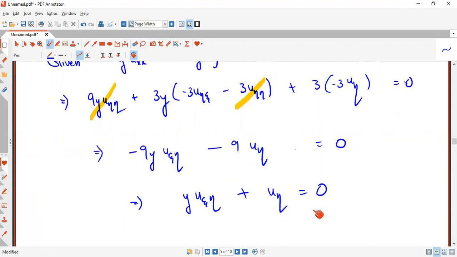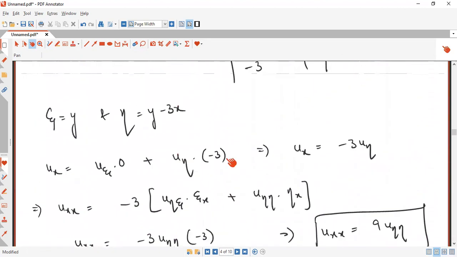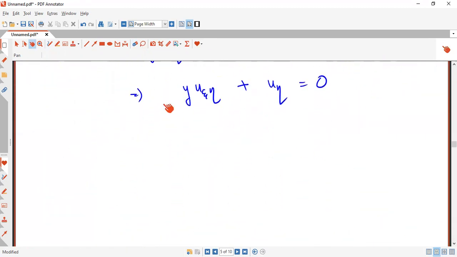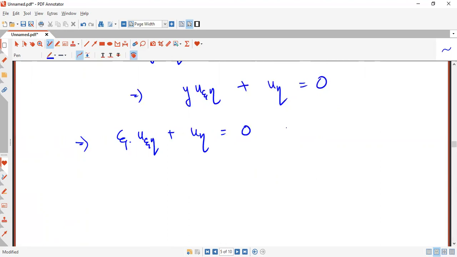Right? And this u is in terms of xi and eta, and y I can replace in terms of xi and eta. Y is equal to xi. So what will be my equation in terms of xi and eta? Xi times u xi eta plus u eta equals to 0. Now how will you solve it further? Think.